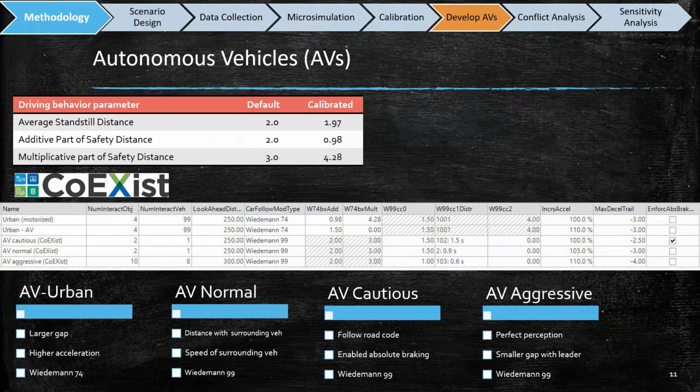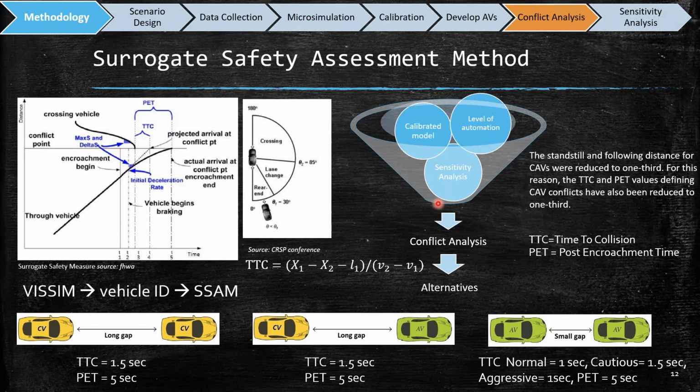The surrogate safety assessment method is employed to evaluate the trajectory files of Vissim. SSAM, as I said, the surrogate safety assessment method, is a kind of simulation interface that facilitates measuring the number of conflicts and their severity from the trajectory file. A higher TTC value defined in the SSAM, and lower speed and headway variance, result in a safer driver.